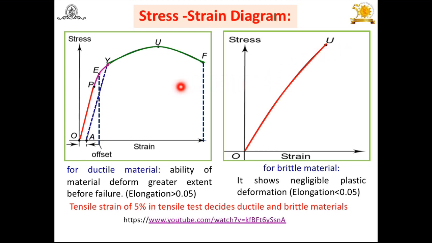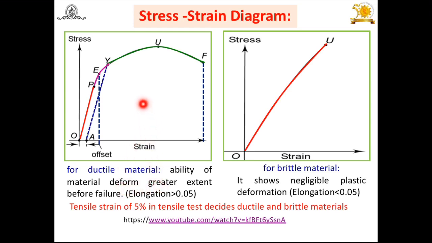But what do you mean by ductility and what do you mean by brittleness? To decide, material deformation is the important criterion. Ductile material means the ability of the material to deform to a greater extent before failure. So you will find, when a tensile test is carried out in the laboratory, the elongation of the test specimen occurs, and then it fails.